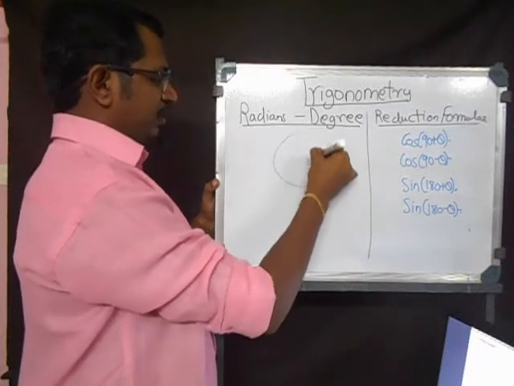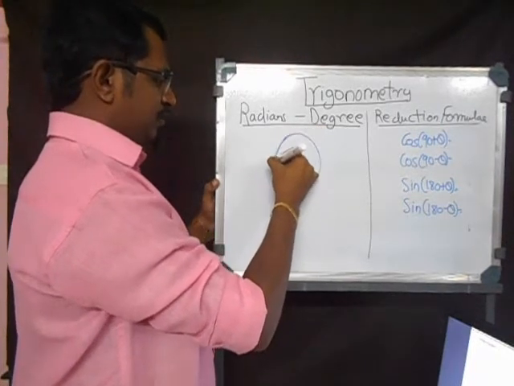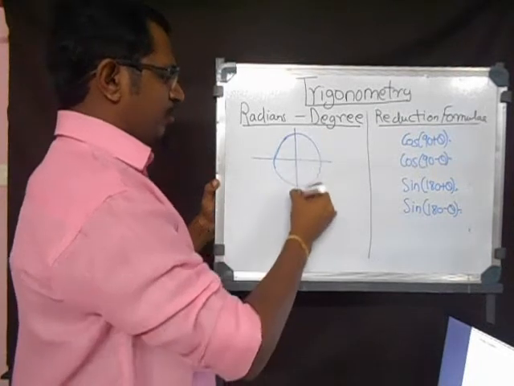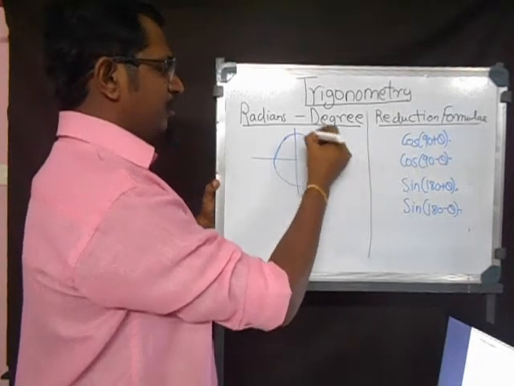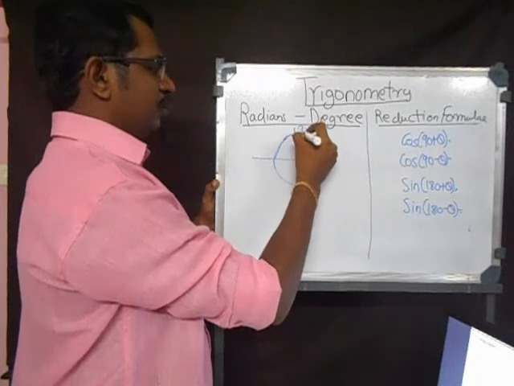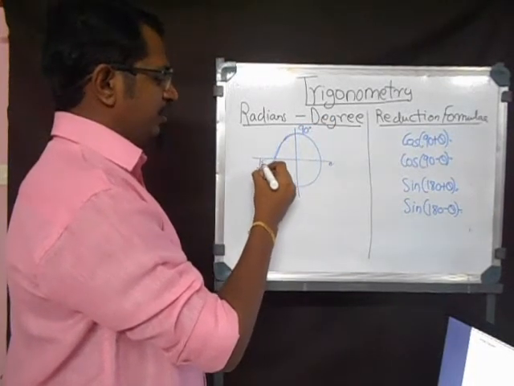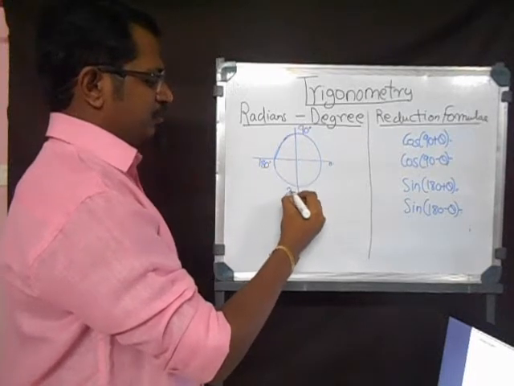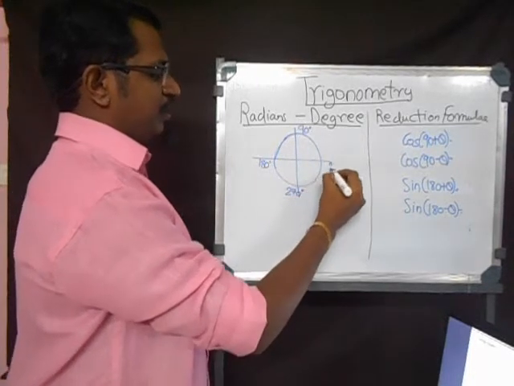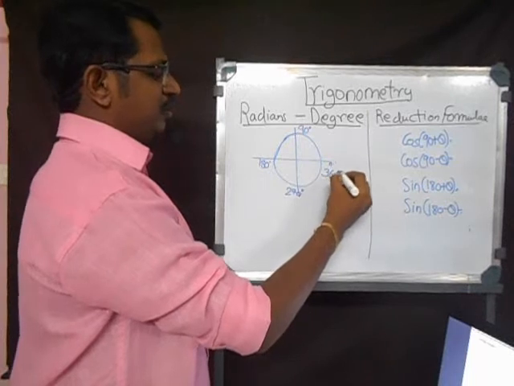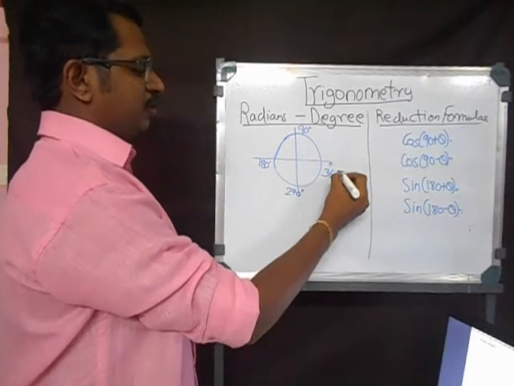So let's draw a circle. This is a circle, simple circle. Break it into four quadrants and you say this is 0 degree. Then this is your 90 degrees. Here there is your 180 degrees and here it is 270 degrees and here you come back it is 360 degrees. Now how do you convert this into radians?